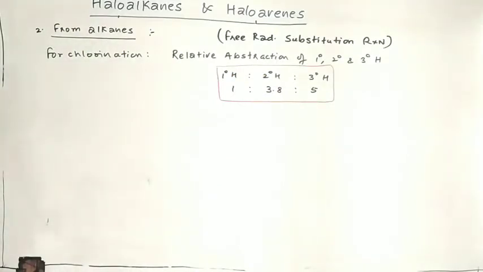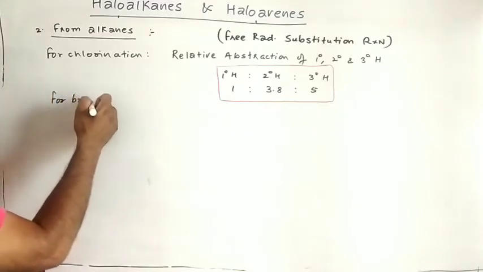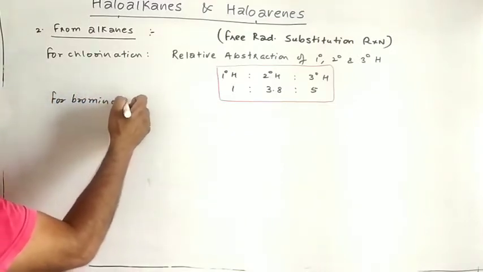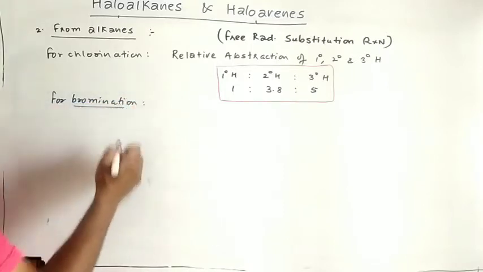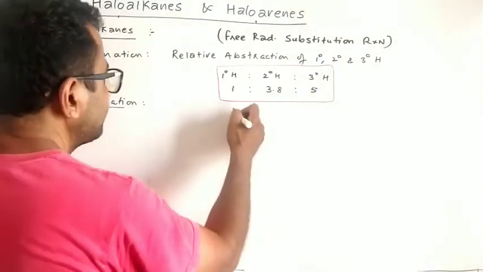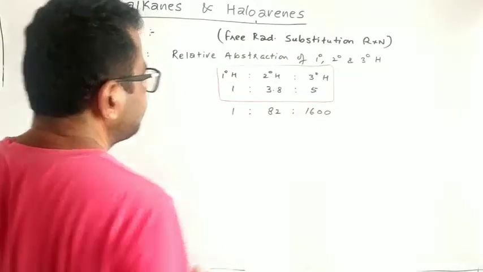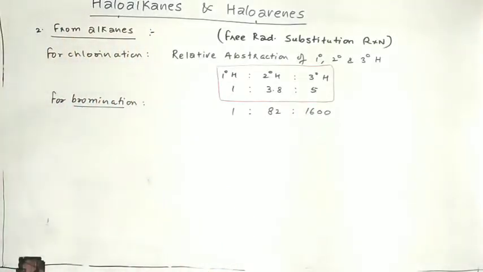Okay. For bromination, this ratio is different. That is 1:82:1600. This is for bromination.